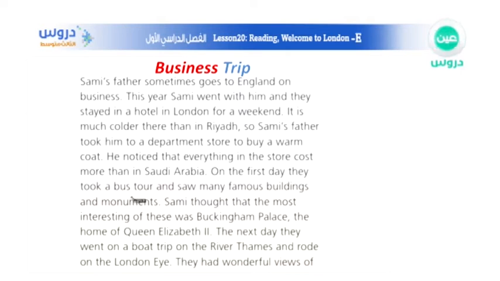On the first day, they took a bus tour and saw many famous buildings and monuments. Sammy thought that the most interesting of these was Buckingham Palace, the home of Queen Elizabeth II. The next day, they went on a boat trip on the river Thames and rode on the London Eye. They had wonderful views of the city from the top. Sammy could see that London is bigger than Riyadh.